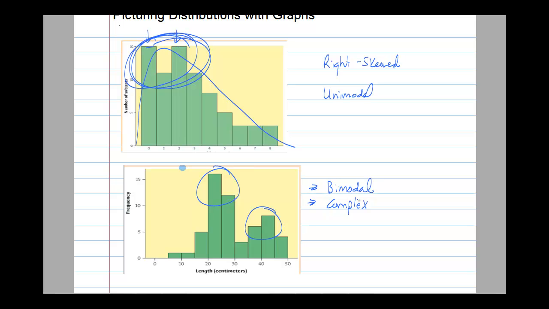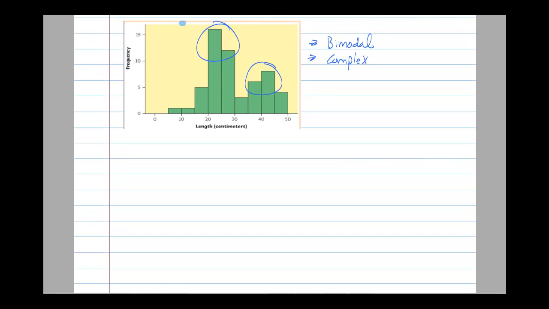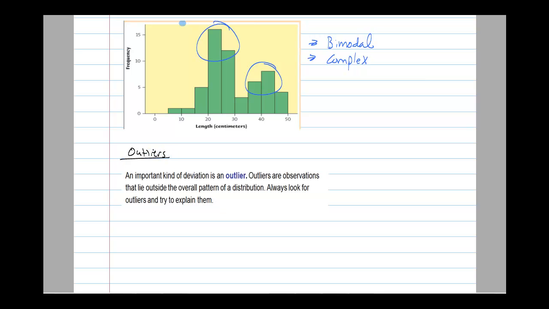The next thing we're going to talk about is outliers. Now, an outlier is something that deviates a lot from a pattern that we see in the data. So an outlier is an important kind of a deviation. It's an extreme value. Outliers are observations that lie outside the overall pattern of the distribution, and they could live outside to the right or outside to the left. They could be extremely small or they could be extremely large. And when you're analyzing data, you should always look for the outliers and try and explain them. You don't just ignore them. There has to be an explanation for them.